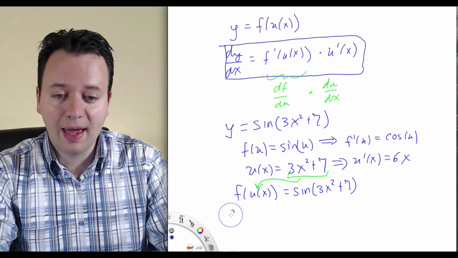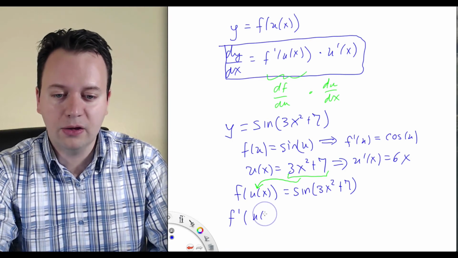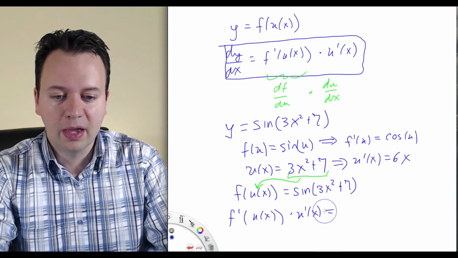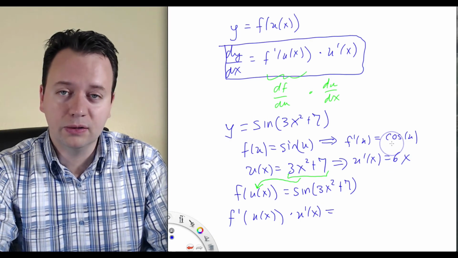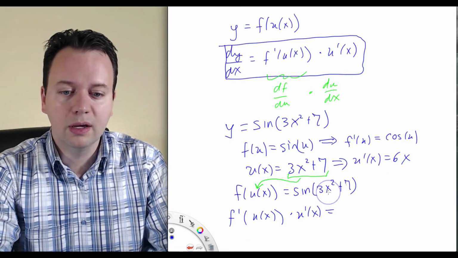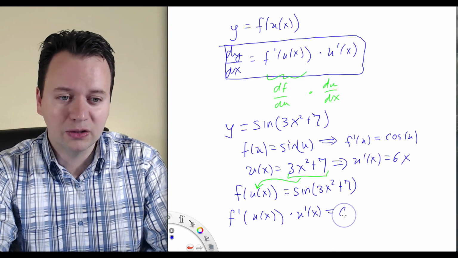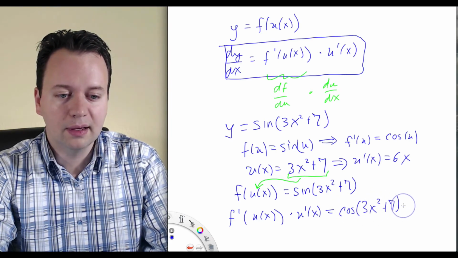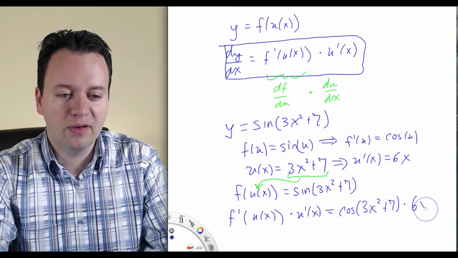So if we write f prime evaluated at u of x times u prime of x, well, f prime of u is cosine of u. F prime of u of x would be cosine of 3x squared plus 7, and then multiply it by u prime of x, which is 6x.